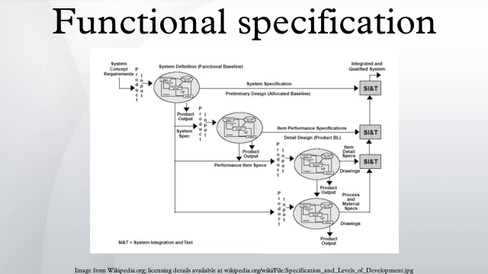A functional specification, functional requirement specification, or program specification, in systems engineering and software development is the documentation that describes the requested behavior of an engineering system.